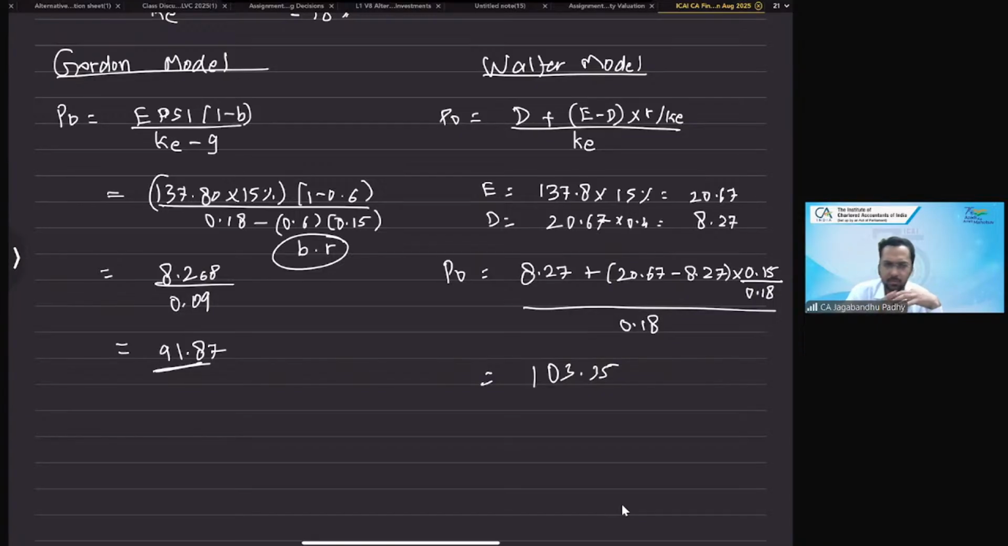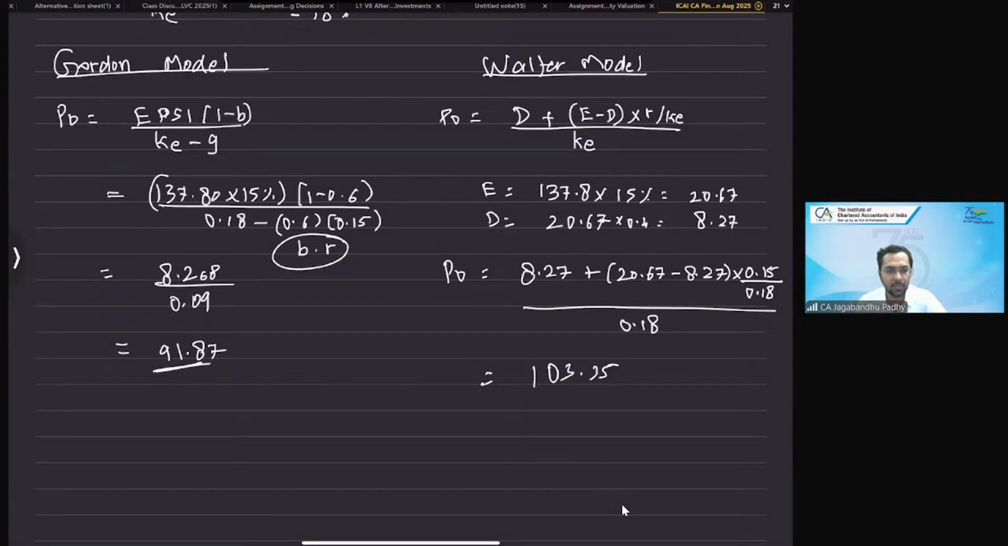Both the models are likely to give you a different value, because of course the things are quite different at both the levels, right? So that's going to be a different number. It's going to be a different model altogether. It's not at all correct to say that one of them is correct and another is incorrect. Both of them are right in their own way, because Gordon has its own disadvantage that you cannot assume the growth rate to be more than the cost of equity.